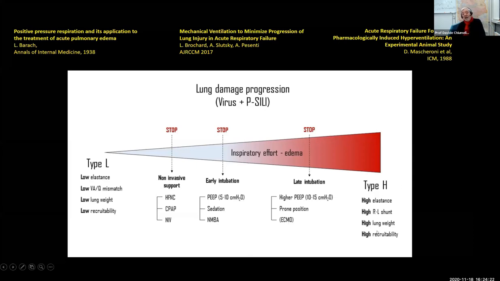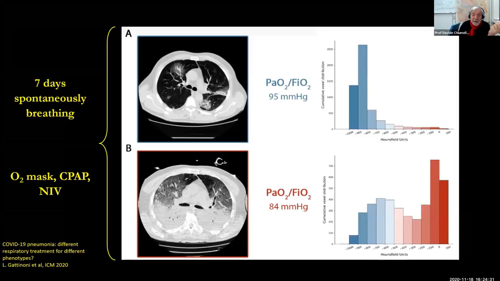This we call type H. After the type H, the recruitability also goes down, as I showed you before, when the fibrosis takes prevalence. And this is a friend of mine. This was early, and 7 days after, look at the PO2, perfectly abnormal, 95, perfectly abnormal, 84. With this lung and this lung, would you use the same PEEP in this patient? Would you follow the PEEP table here as you follow there? Look at the lung composition.